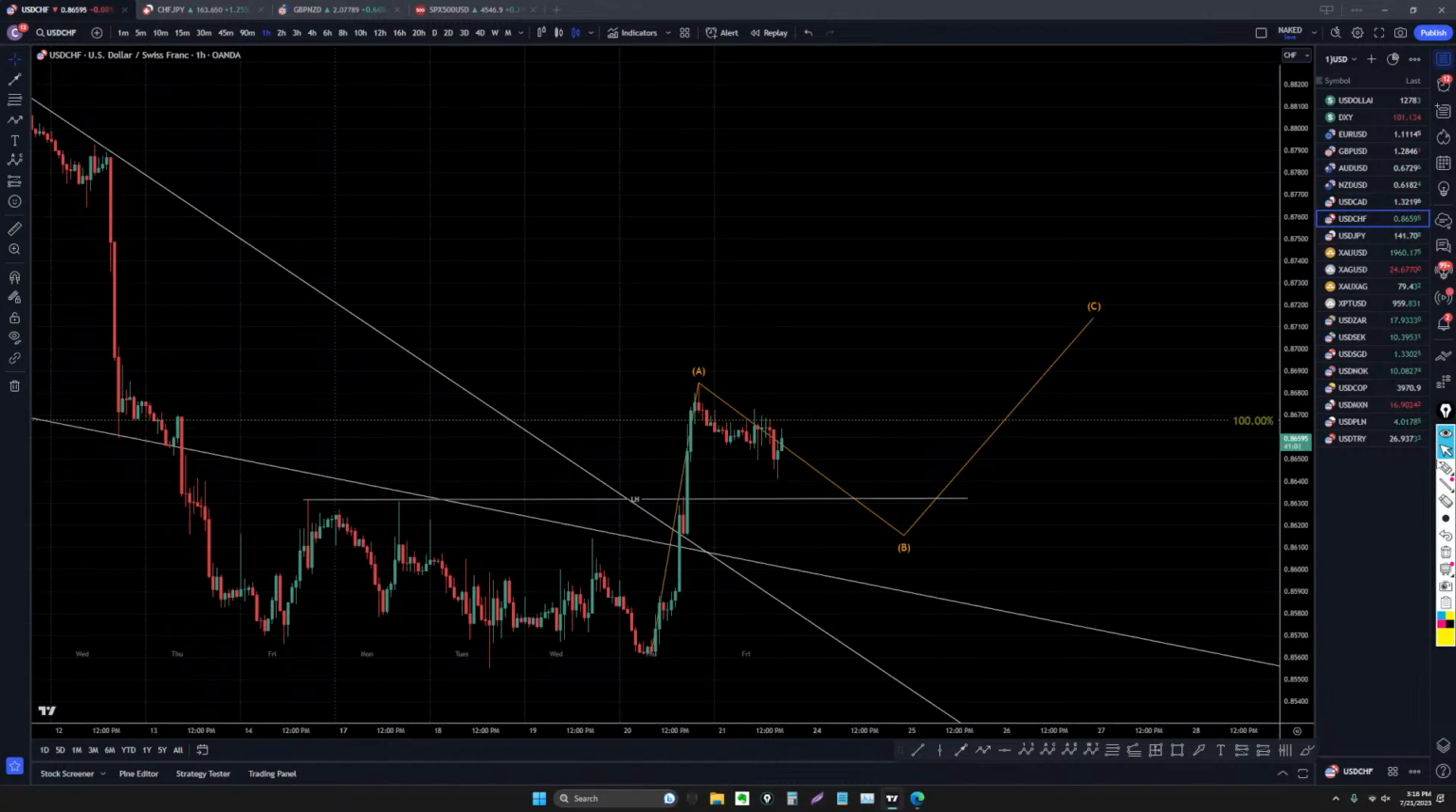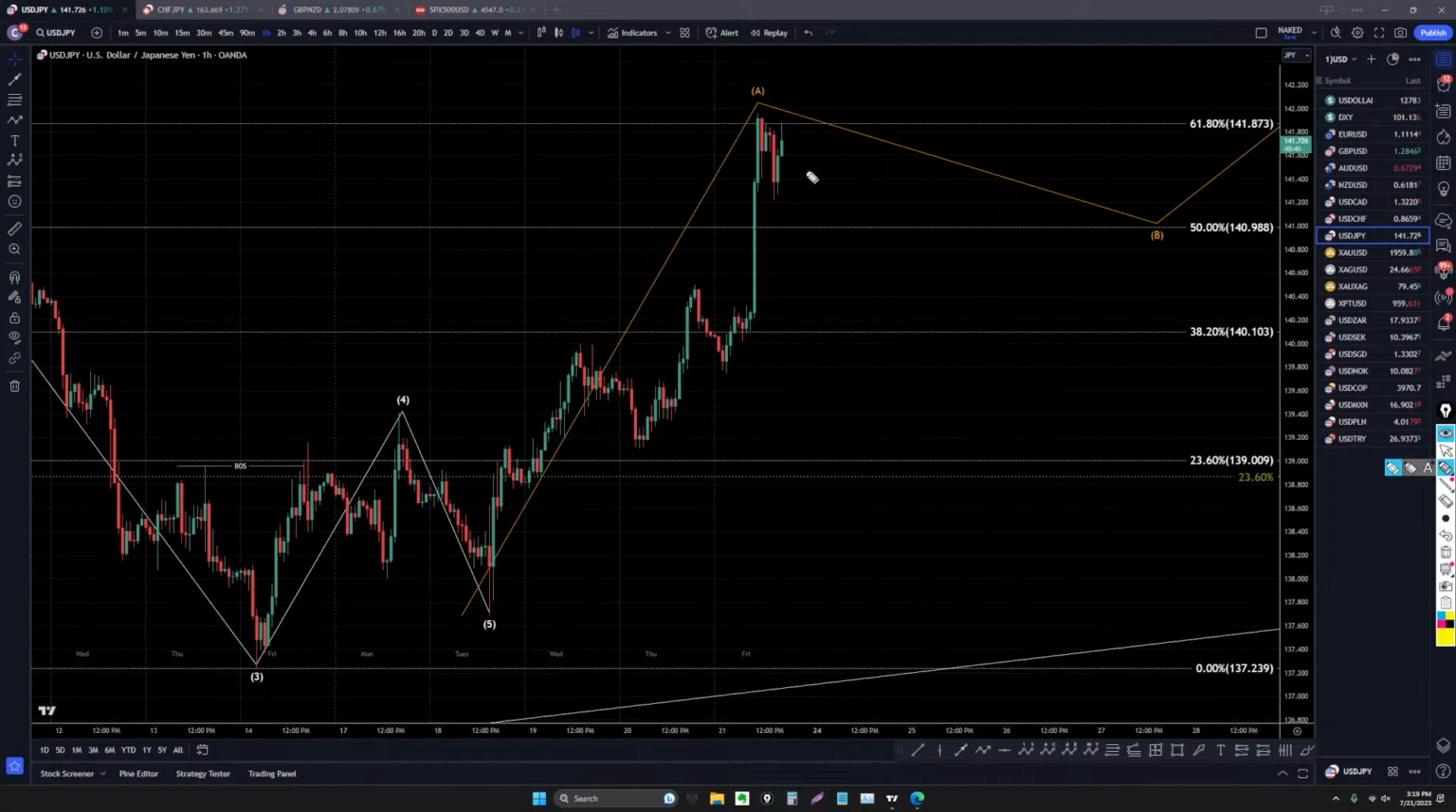US dollar Swiss is trying to make a move up also. I don't think I would trust that. It's probably actually going to be an A, B, and then go down again for a C before it goes up again. So I think it's probably going to go down, so I don't think I would go long on that one for sure.